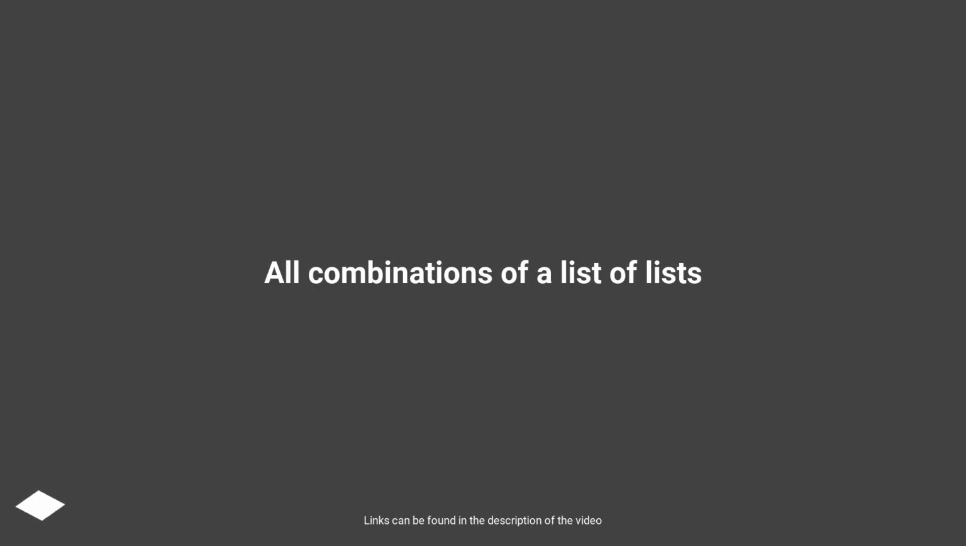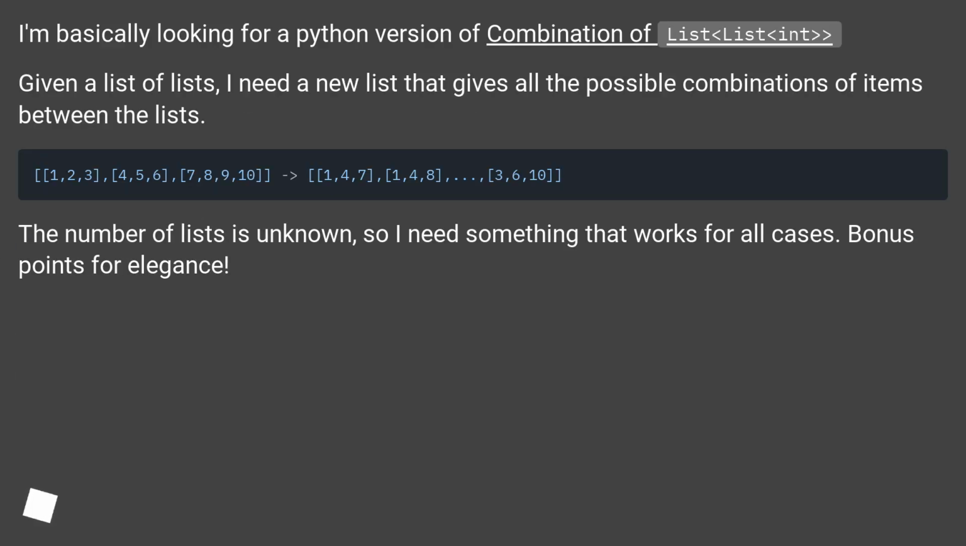All combinations of a list of lists. I'm basically looking for a Python version of combination of list, int. Given a list of lists, I need a new list that gives all the possible combinations of items between the lists. The number of lists is unknown, so I need something that works for all cases. Bonus points for elegance.